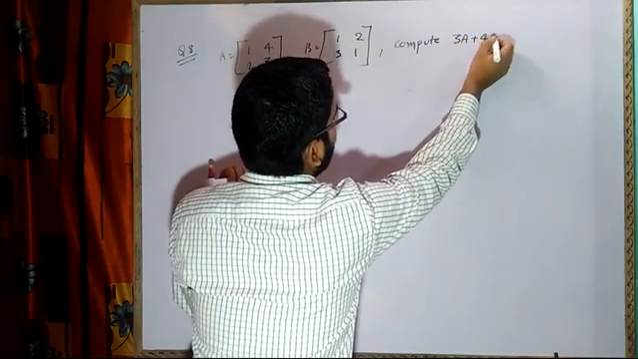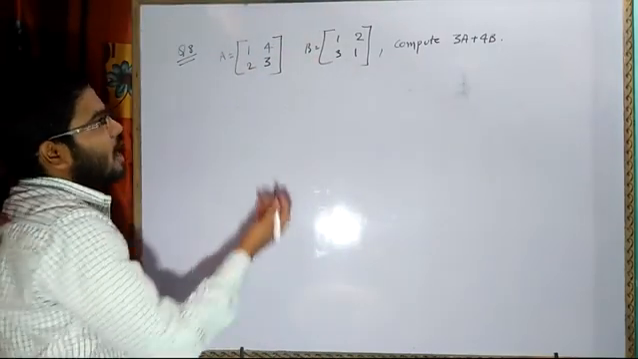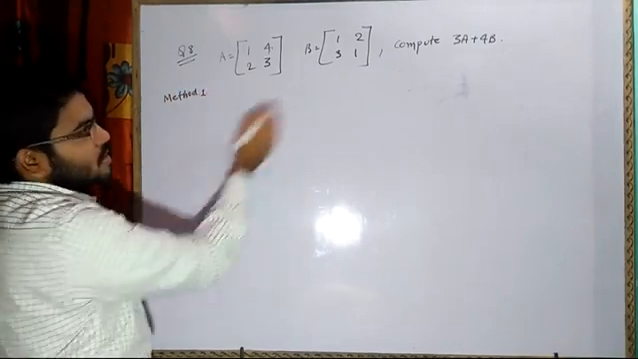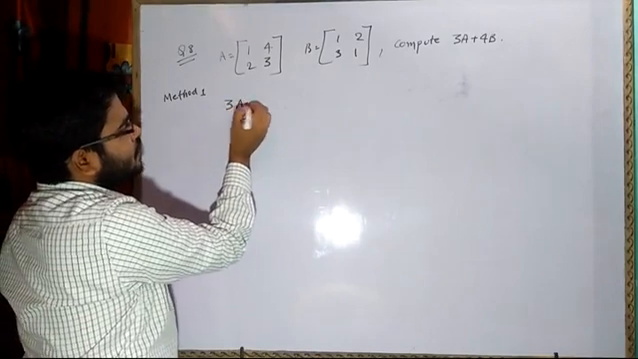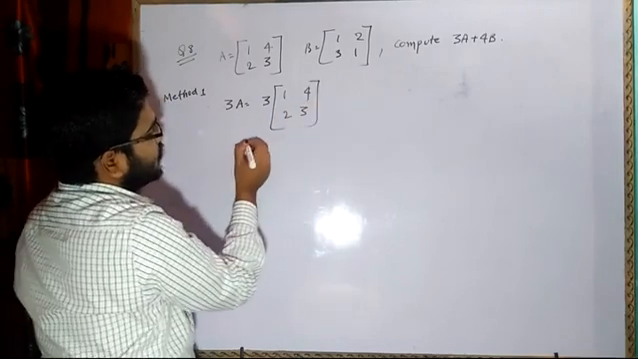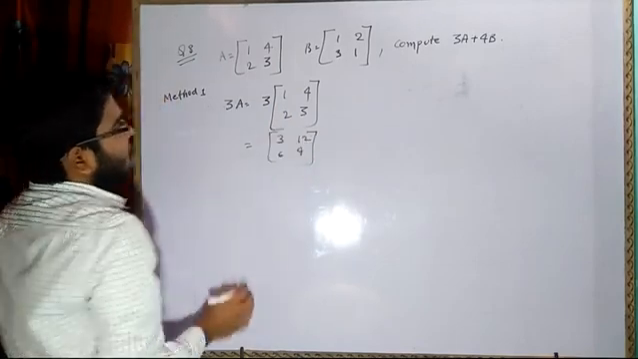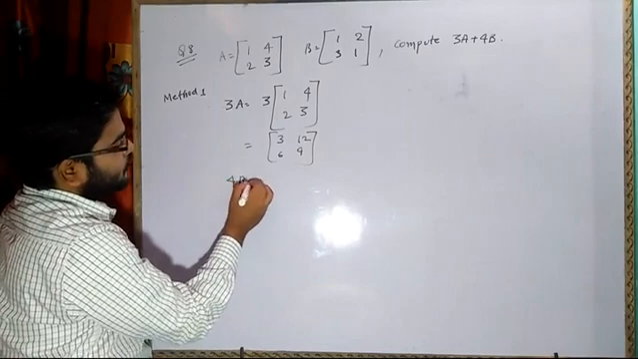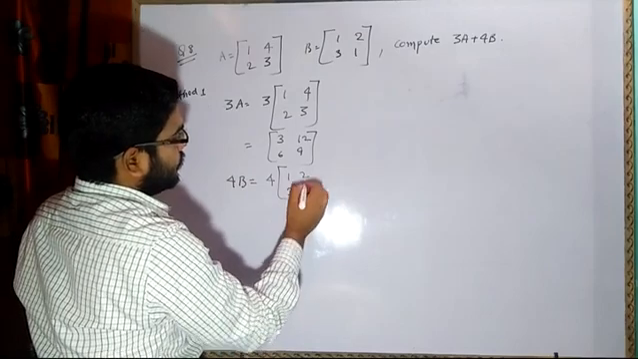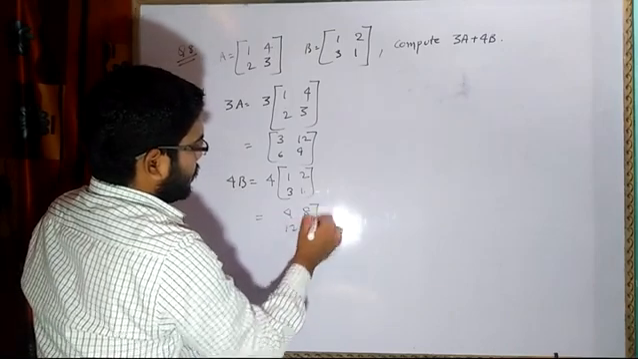Compute 3A plus 4B. Now there are two methods. First of all, either you can do it like method 1 I am writing. First I will try to find out 3A, that means 3 multiplied with A, 1, 4, 2, 3. So this will give me 3, 12, 6, 9. Now I have to see 4B. 4B will be equal to 4 multiplied with B. So 4, 8, 12 and then 4.